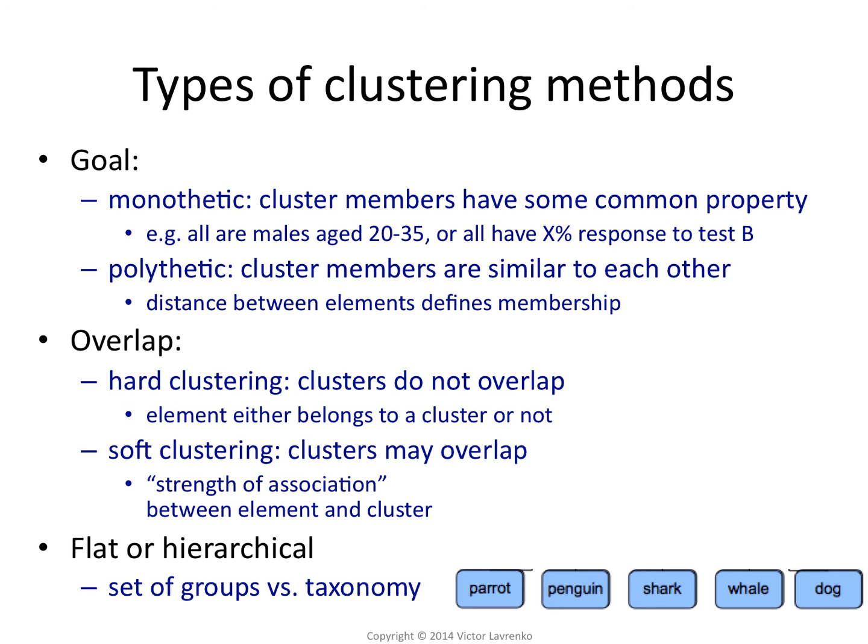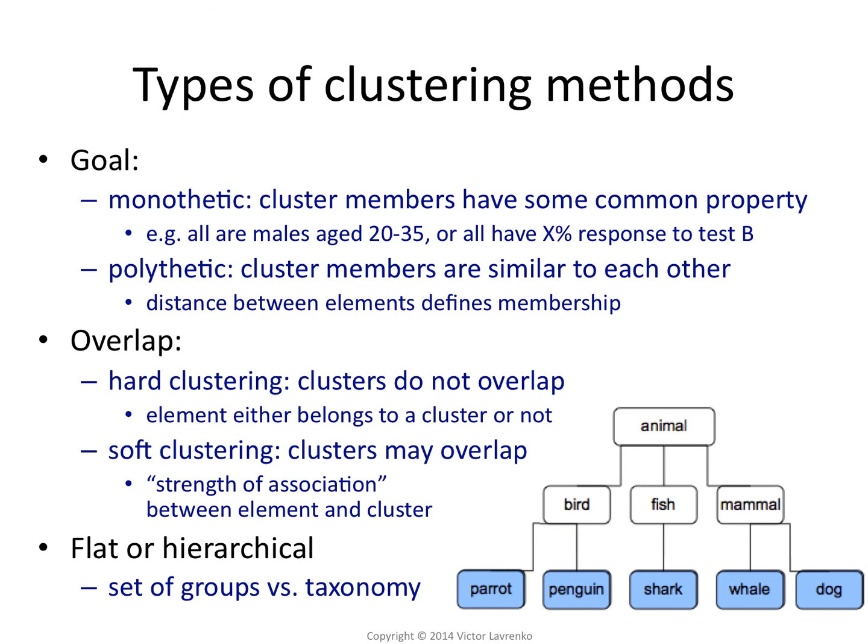A hierarchical clustering says, okay, that's one grouping, but you could further group those elements into higher level sets. So you're talking about a taxonomy of clusters now. You could say, for example, that parrots and penguins are birds, and sharks are fishes, and whales and dogs are mammals. And all of them are part of a broad group called animals.